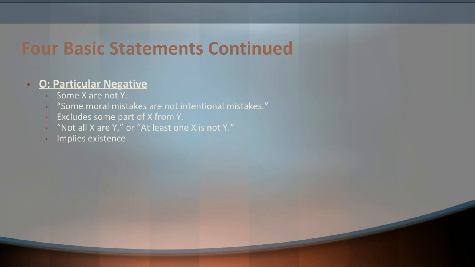Again, we can have false statements fall in these categories. So the particular negative statement, in particular, excludes one category from another. It excludes at least some part of category X from category Y. So we might also rephrase this as not all X are Y. We might say at least one X is not Y.